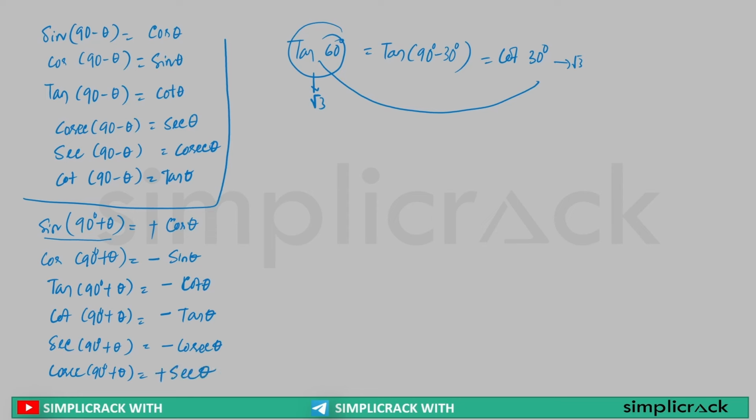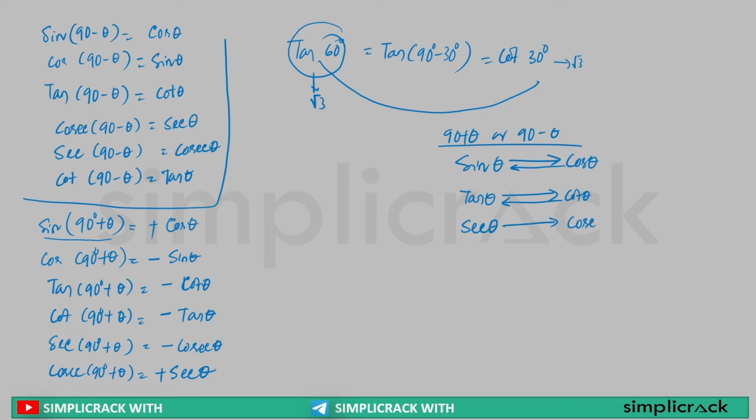See, every time you are doing 90 degree plus or 90 degree minus, the changes will be for 90 degree plus theta or 90 degree minus theta: sin theta will change to cos theta and cos theta will change to sin theta. Same, tan theta will change to cot theta, cot theta will change to tan theta. Same, sec theta is changed to cosec theta, cosec theta will change to sec theta.